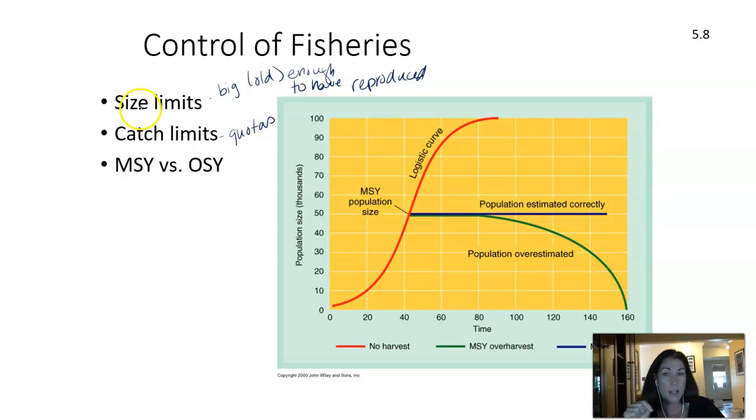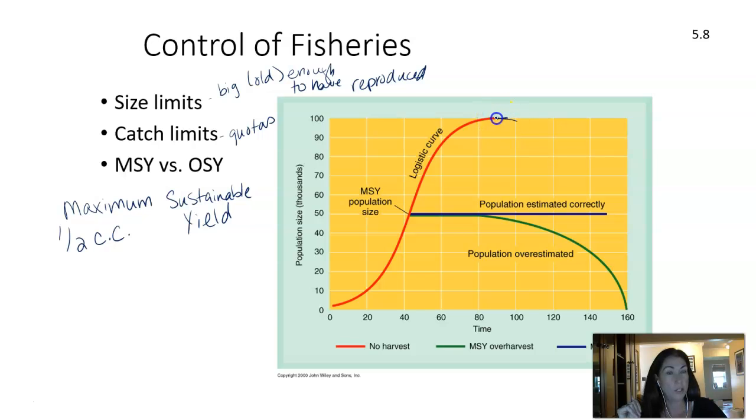And how we determine that is by using either the MSY or the OSY. Now the MSY stands for the maximum sustainable yield. So what this means is it's the most you can take and still have a sustainable fishery. And typically what we use to estimate the MSY is 1/2 of the carrying capacity. So if you remember here, our logistic growth curve comes on up here. So here, in our example, the carrying capacity looks to be about 100. So the MSY is estimated at about 50.